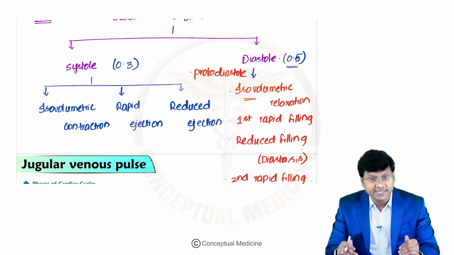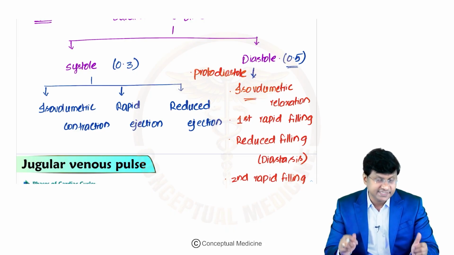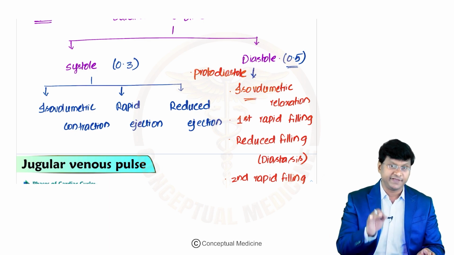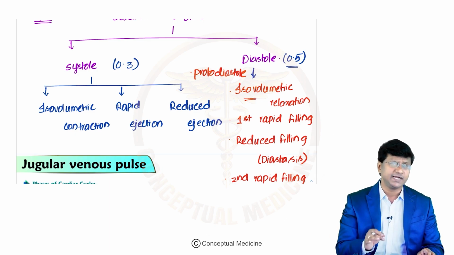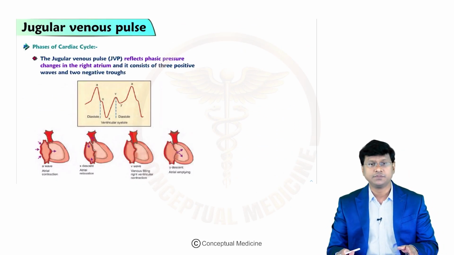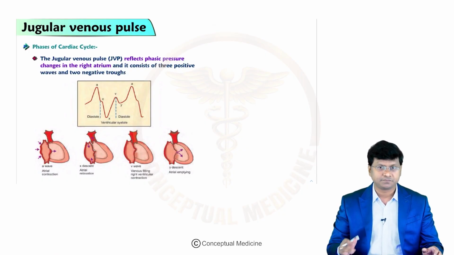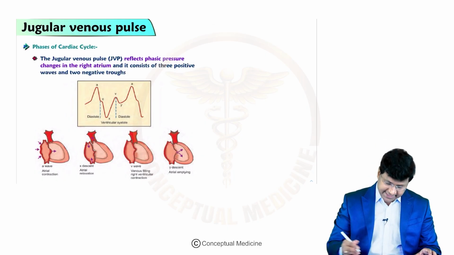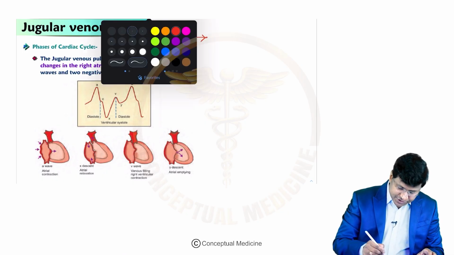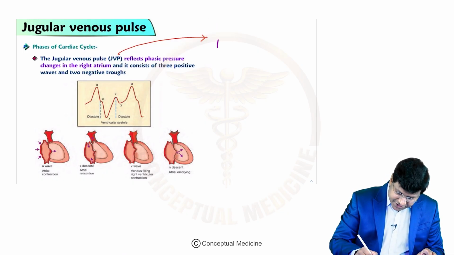Now, once you understand these phases in the cardiac cycle, then we will be able to correlate the phases of the cardiac cycle with the JVP. I said the JVP, that is jugular venous pulse, has a waveform, and it reflects the pressure changes in the right atrium.